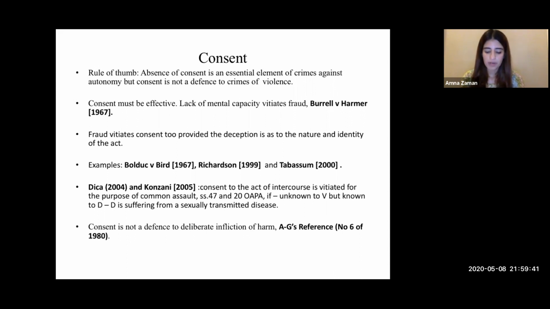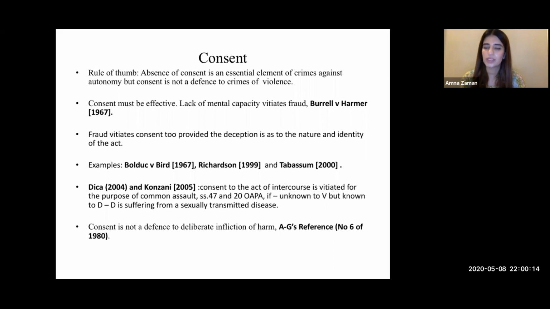However, even for crimes against autonomy, where you tend to consent to, let's say, water being thrown at you or somebody giving you a slight push, or that which is normal between friends, the consent has to be effective. And the consent will not be effective if the victim lacks capacity, let's say because of age. So if there is a lack of mental capacity, then there will be no consent.